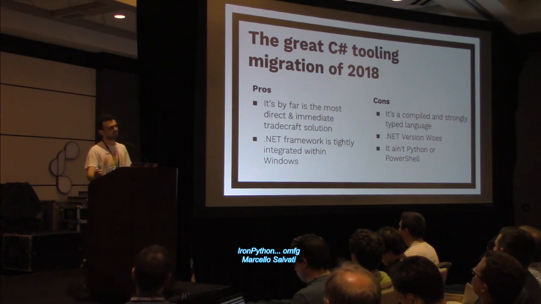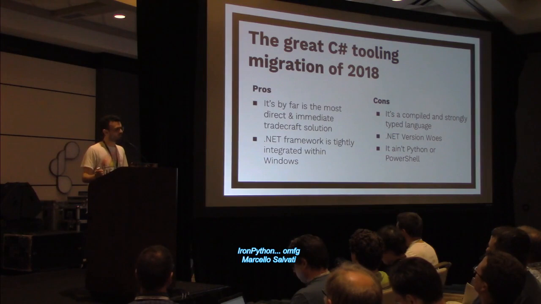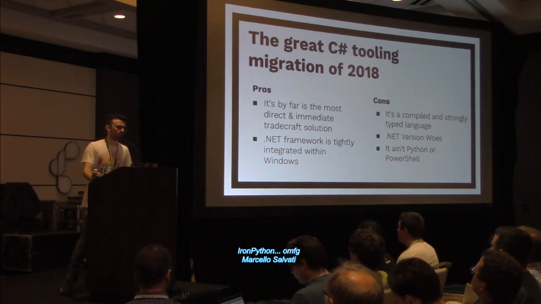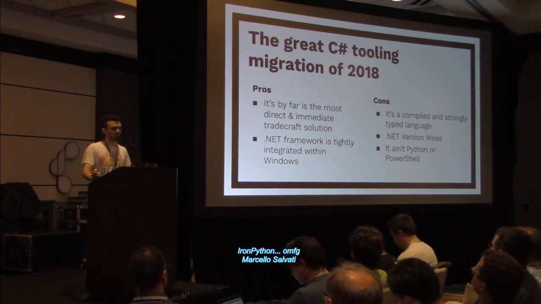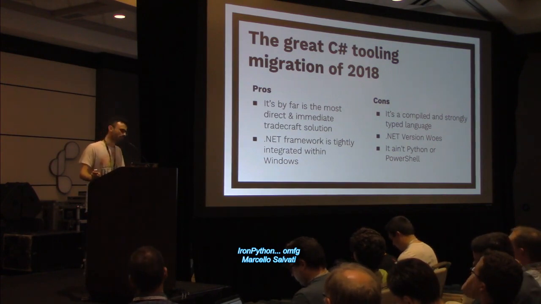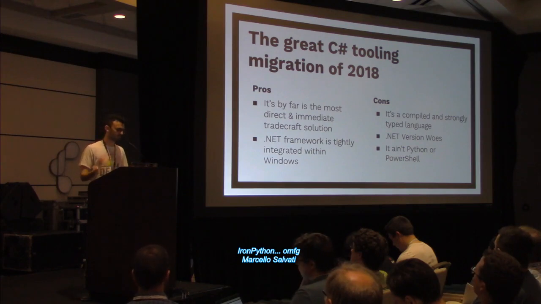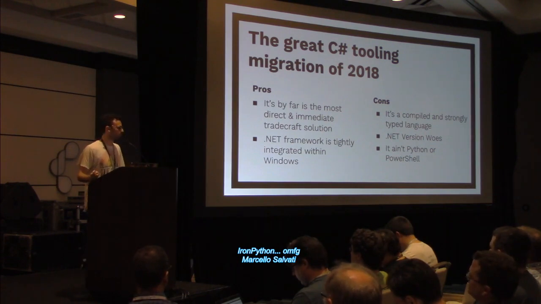The cons is it's a compiled and strongly typed language, meaning that during limited engagement windows, I personally don't want to compile stuff every 2 seconds and drop binaries to disk and all that stuff. And also .NET version modes, like if you compile something against a version of .NET, it's not going to be backwards compatible. So it's just a lot of stuff that I really don't want to deal with, especially if I'm on a limited engagement window, right?